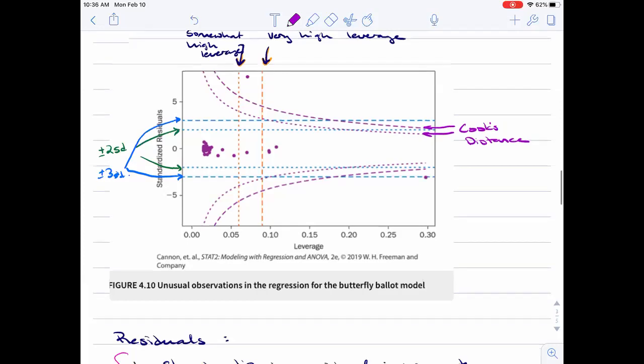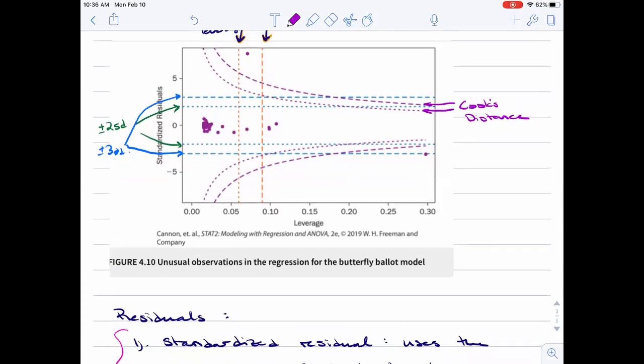I'll say here, this line is a D_i greater than 1, very influential. And this line here is a D_i greater than 0.5, and I think we said somewhat influential. Then same thing on the lower bound.